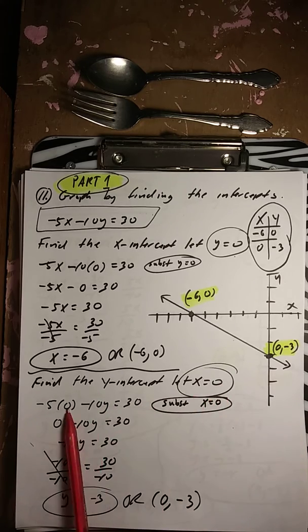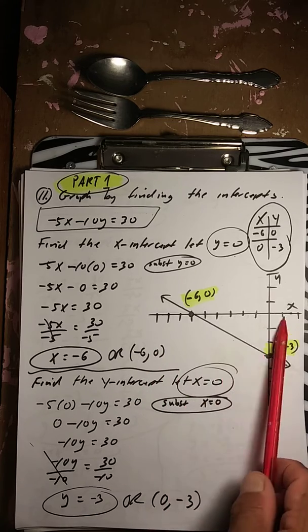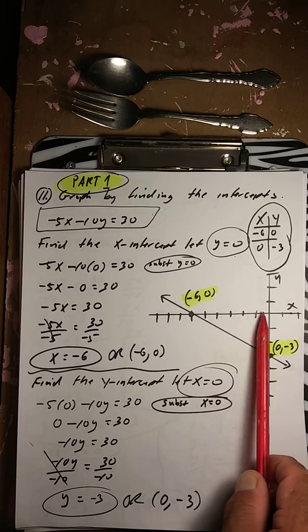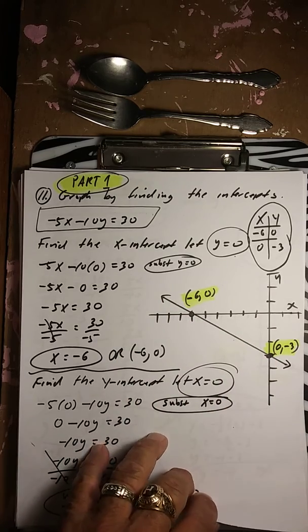That's the x-intercept. Now, find the y-intercept. Let x equal 0. Put a 0 there. Work it out. You have negative 10y equals this. Divide by negative 10, divide by negative 10. So y is negative 3. So this time you have x is 0 and y is negative 3. I'm going to put these 2 points back up there in the problem. So (negative 6, 0) and (0, negative 3), connect the dots. Okay, that's part 1, one way.